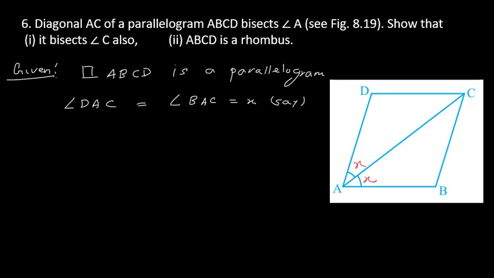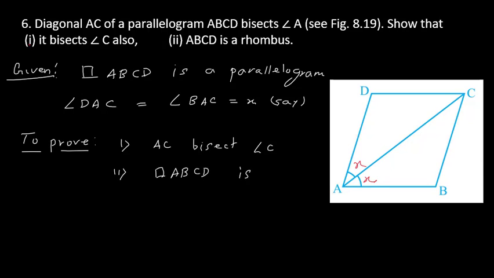Now we have to show, or I will say that we have to prove that first we have to prove that AC bisects angle C, and second we have to prove that this ABCD is a rhombus.